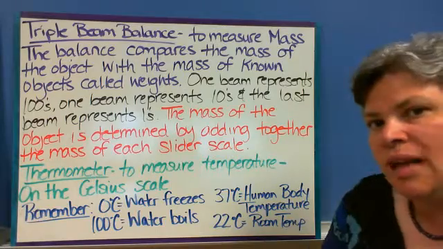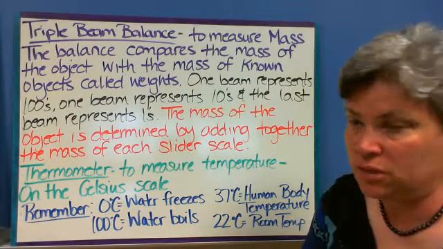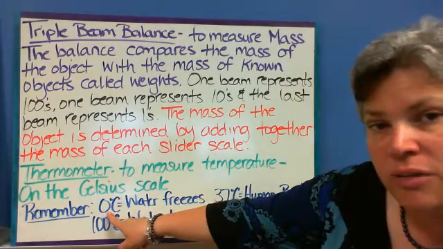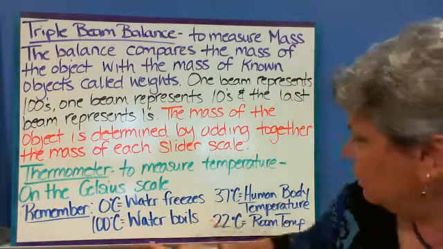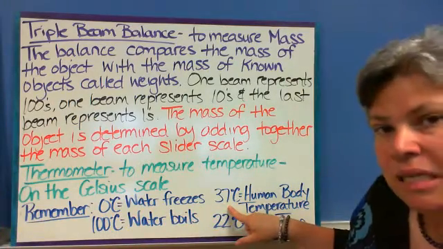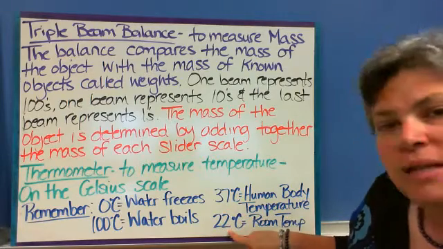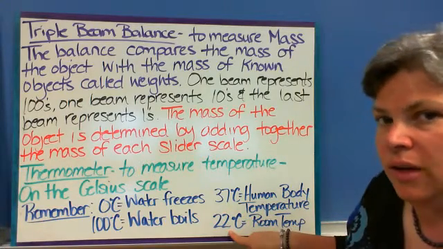So let's put that into the Fahrenheit scale we're used to. So that would be 32 degrees Fahrenheit, 212 degrees Fahrenheit, 98.6 degrees Fahrenheit, and that's about 68 degrees Fahrenheit.